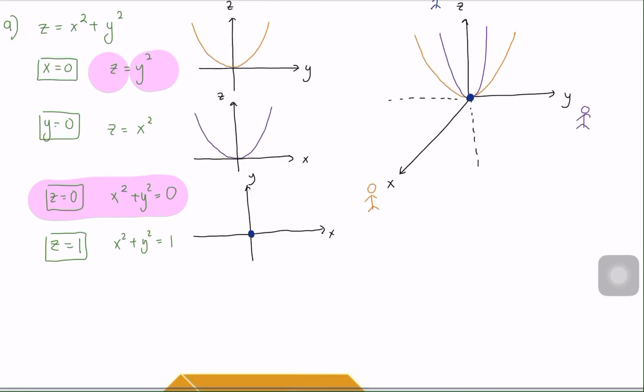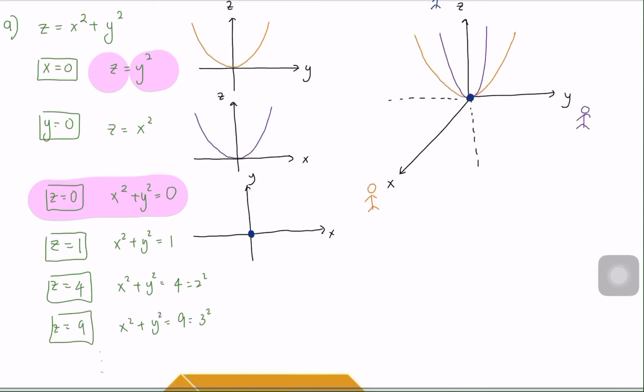Now we need z equal to 4. For z equal to 4, it is x squared plus y squared equal to 4, which is 2 squared. Then z equal to 9 gives x squared plus y squared equal to 9, which is 3 squared. And so on.